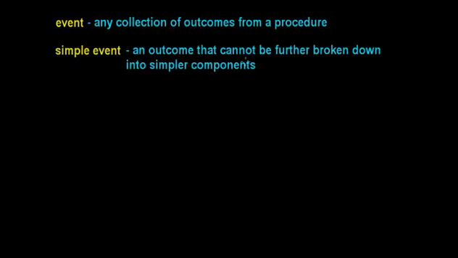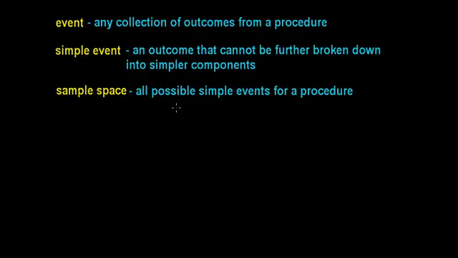Okay, an event in probability is defined as any collection of outcomes from a procedure. A simple event is defined as an outcome that cannot be further broken down into simpler components. And a sample space is all possible simple events for a procedure. It represents every possible outcome that we could have in a procedure.